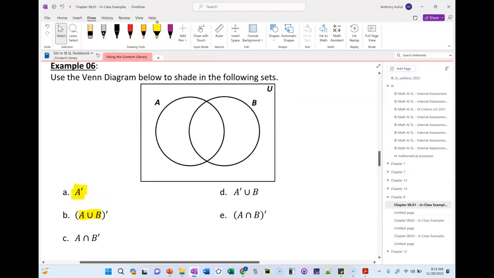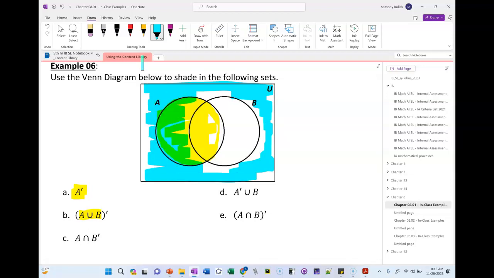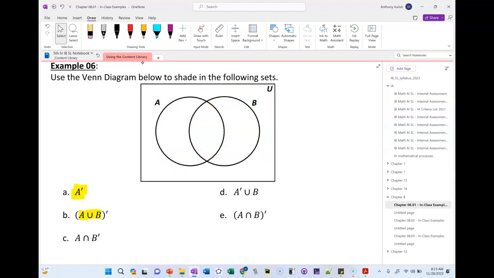A intersect not B. So this is getting a little bit more complicated. Let's shade A. And then we'll shade not B. So what's our intersection of the two? The green. Everyone's okay with that? Okay.